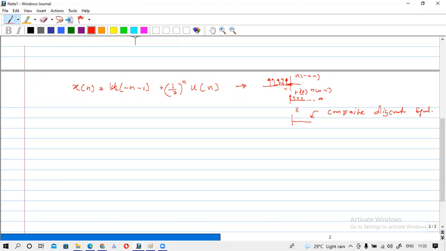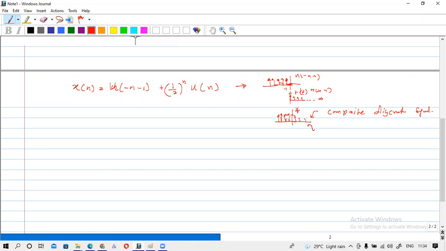Okay, so you can see that you have both sides. If you add these, you have both sides. That means you will have a non-causal signal. Here it has some constant value, and here your values decrease gradually. So this is the kind of function you will get.